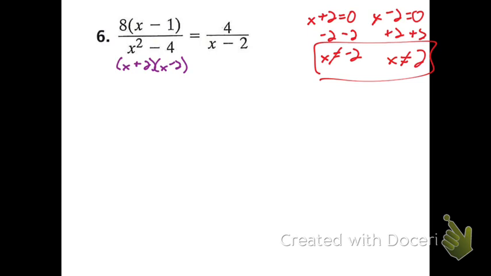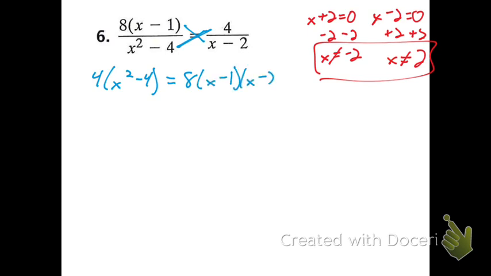Now, I'm going to take these 2 and multiply them together. Here, I'm actually going to erase that, because it's more helpful to just do this. So 4 times x squared minus 4, and it's going to equal these 2 being multiplied. So it'll be 8 parentheses x minus 1 parentheses x minus 2. So the left side's easy. That's going to be 4x squared minus 16.